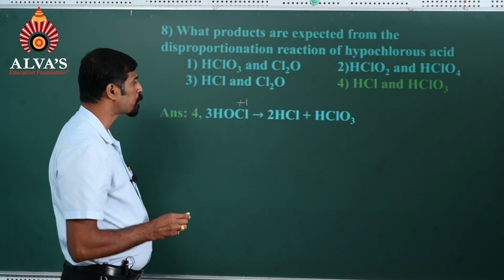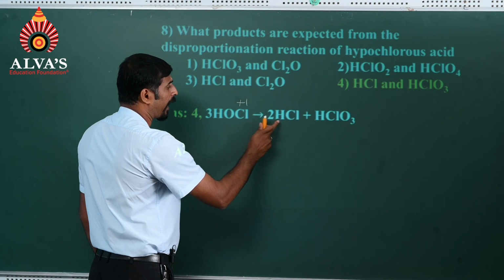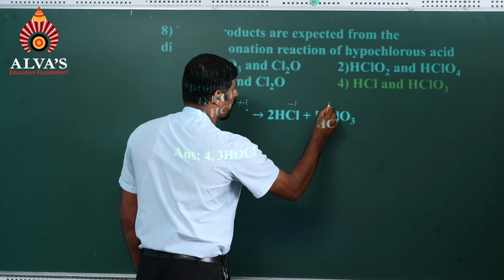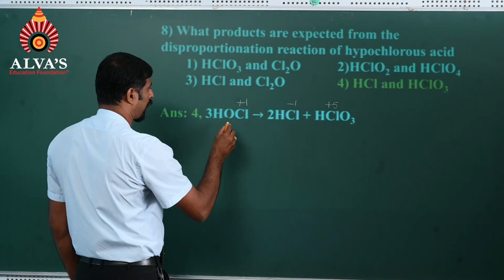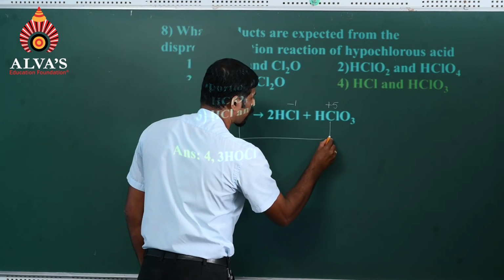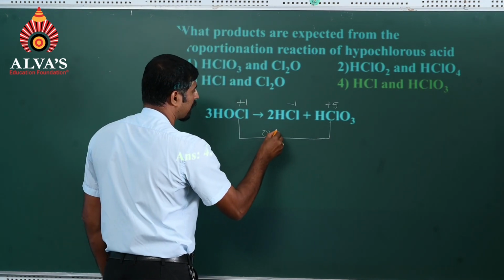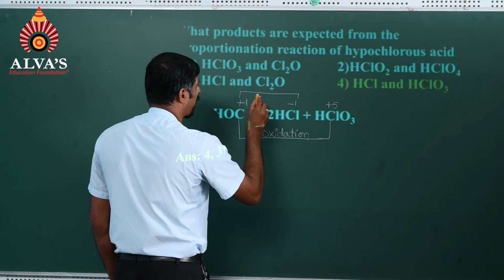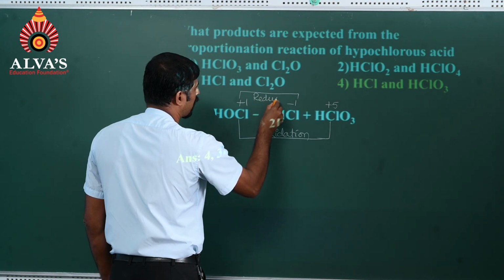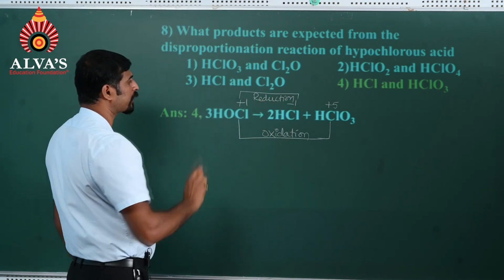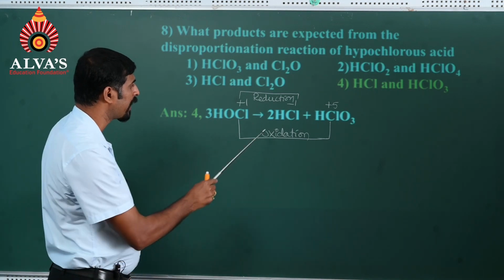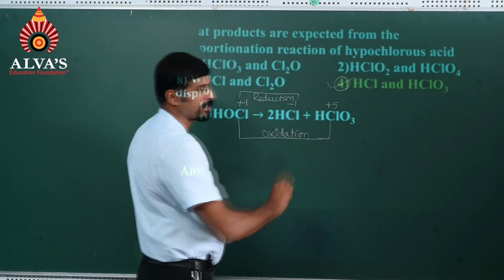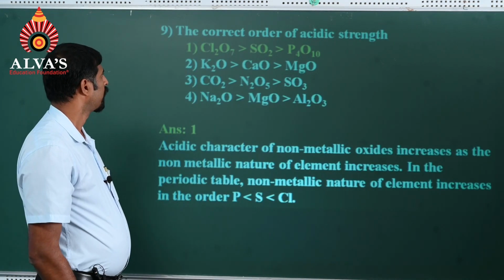Now, it undergoes disproportionation and forms HCl, where the oxidation state is -1, and HClO3, where the oxidation state is +5. Now, +1 to +5, it is oxidation. +1 to -1, it is reduction. The same substance undergoes oxidation as well as reduction and forms HCl and HClO3. Therefore, option 4 is the right answer. Next, move on to question number 9.